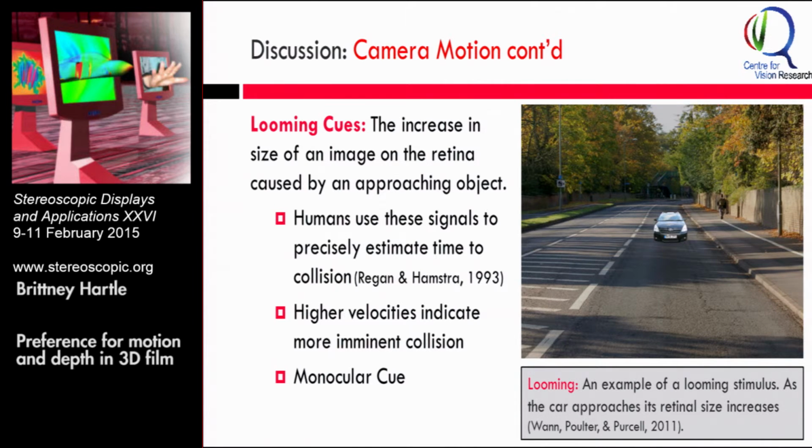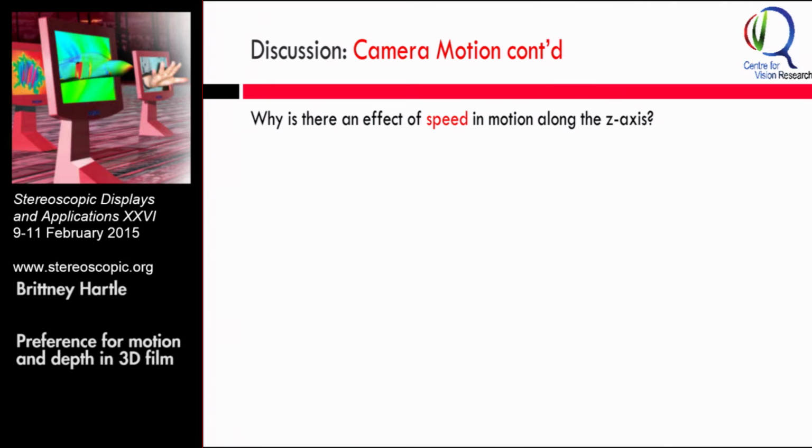So, if the presence of these looming cues were somehow driving the effect of preference that we see, we would not expect there to be an effect of interaxial distance because it is a monocular cue. So now we have to ask ourselves, why is there an effect of speed in motion along the z-axis? So the first possible factor of why we get this effect of speed I sort of alluded to in my previous slide, but it might be due to the differences in object motion alone between the two conditions.